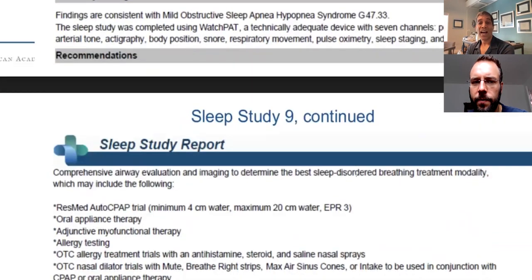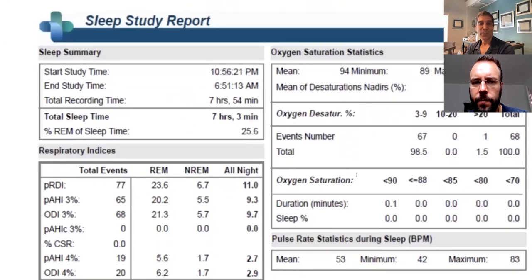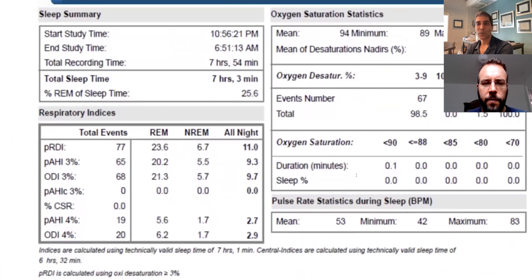Sleep study number 9. Okay. I'm sure your audience is going to be sick of these WatchPATs, but at some point they should have a good grip. Congratulations to anyone who's on number 9 with us here, right?